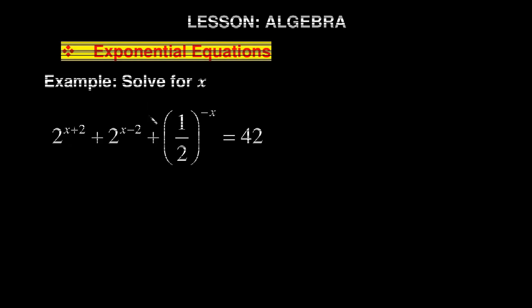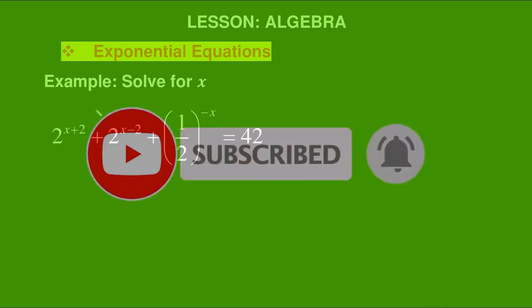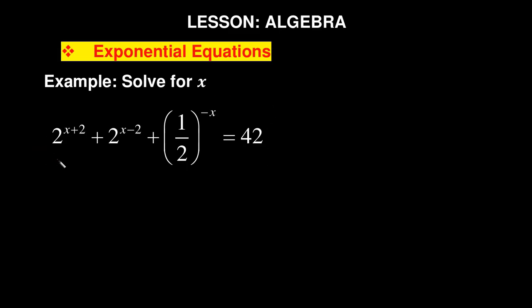Solving your exponential equations for mathematics N3 is also an important aspect of your studies, and in this particular short lesson, I brought you a typical exam question that involves some exponential equations. If we look at the question, it says we need to solve for x, and we're given some exponents: 2 to the exponent x plus 2, and 2 to the exponent x minus 2, and then we've got 2 to the exponent negative x. This is equal to 42.